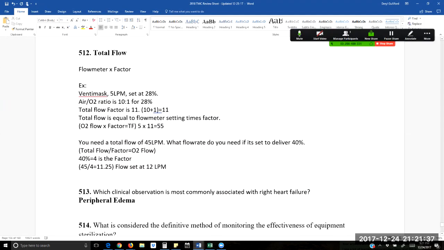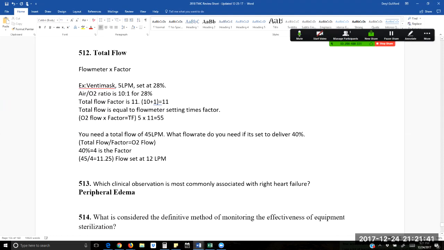Total flow, flow meter times factor. Here's an example of an air entrainment mask set at 5 liters per minute, 28%. The air-oxygen ratio is 10 to 1 at 28%. Total flow factor then is 11. 10 plus 1 is 11. Total flow is equal to the flow meter setting times that factor. And you just want to make sure that you have enough flow to meet the patient's inspiratory demand.